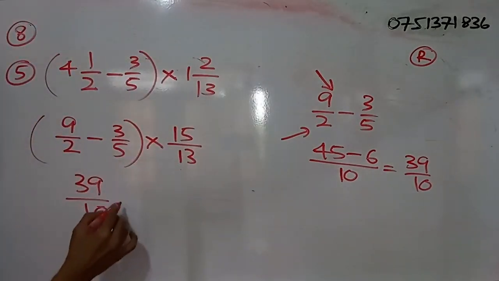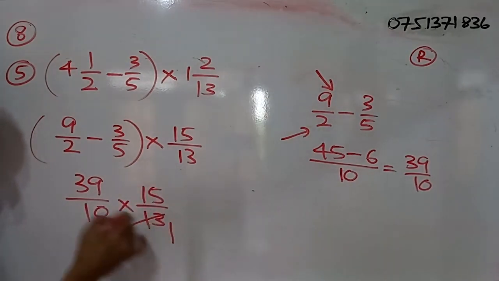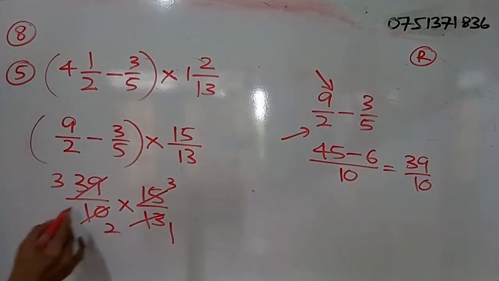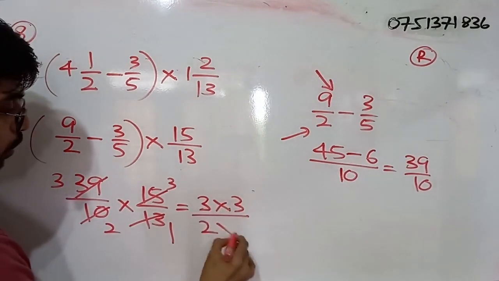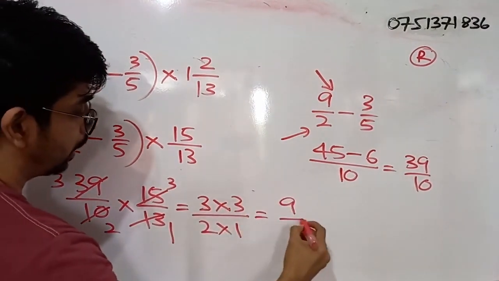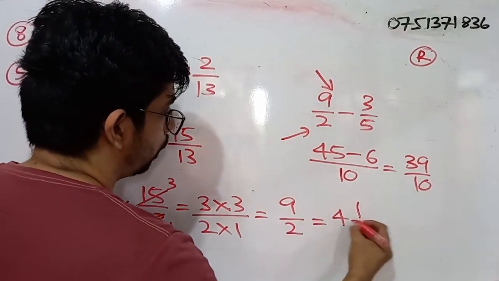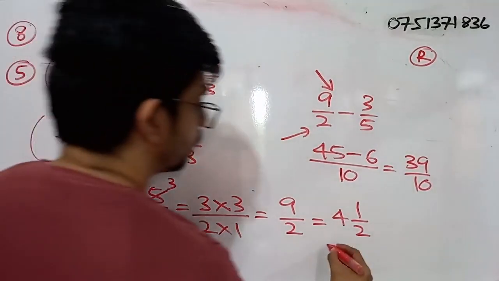Right. So here the outcome is 39 by 10. So we have to multiply that by what? 15 by 13. 13 times 1, 13 times 3. 5 times 3, 5 times 2. So here we get what? 3 times 3 into 2 times 1. So we get 9 by 2. So we have to simplify this. That means what? 4 and a half. So this is the answer.